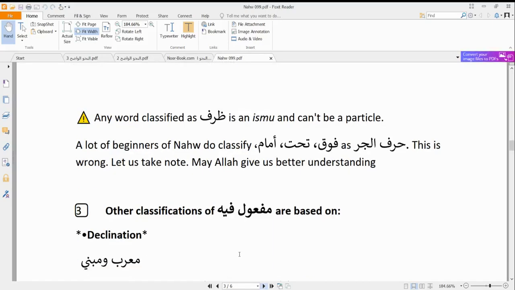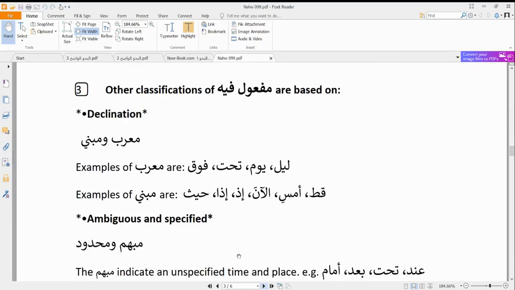Now we are going into a few more concepts that will help us understand this concept of maf'ul fihi better. We've said maf'ul fihi can be divided generally into zarf al-zaman wal-makan, but we can also classify them in other ways. For example, due to their i'rab, which is their declension. Does it change based on its position in the sentence? For example, some of these are mu'rab, like laylun or yawmun or tahta or fawqa.